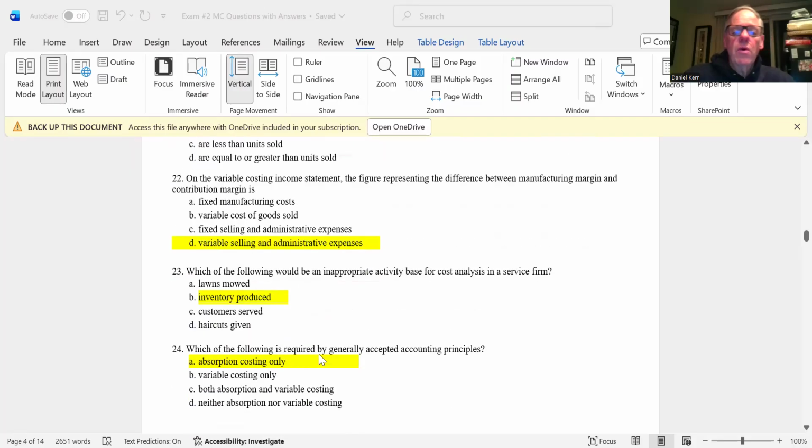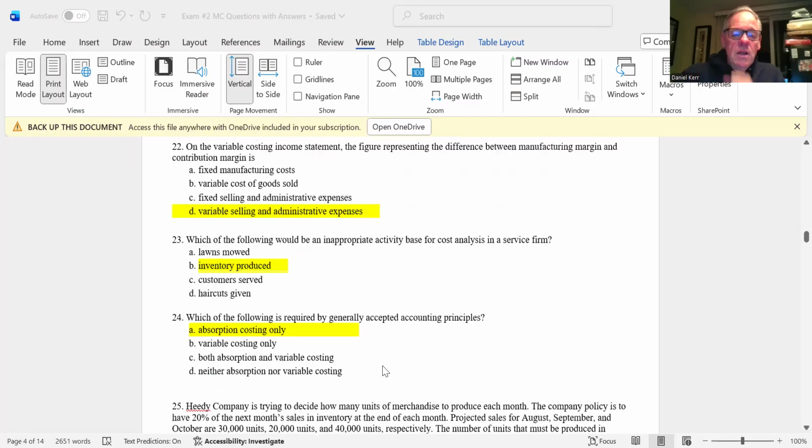Which of the following is required by generally accepted accounting principles? Absorption costing is required by GAAP. So variable costing is used for internal decision-making. Remember, the whole purpose of this course is to prepare specialized reports to help management make decisions. But we have to answer to a higher authority when we do our generally accepted accounting principle-based financial statements. And GAAP requires absorption costing to be used. So the answer is A.